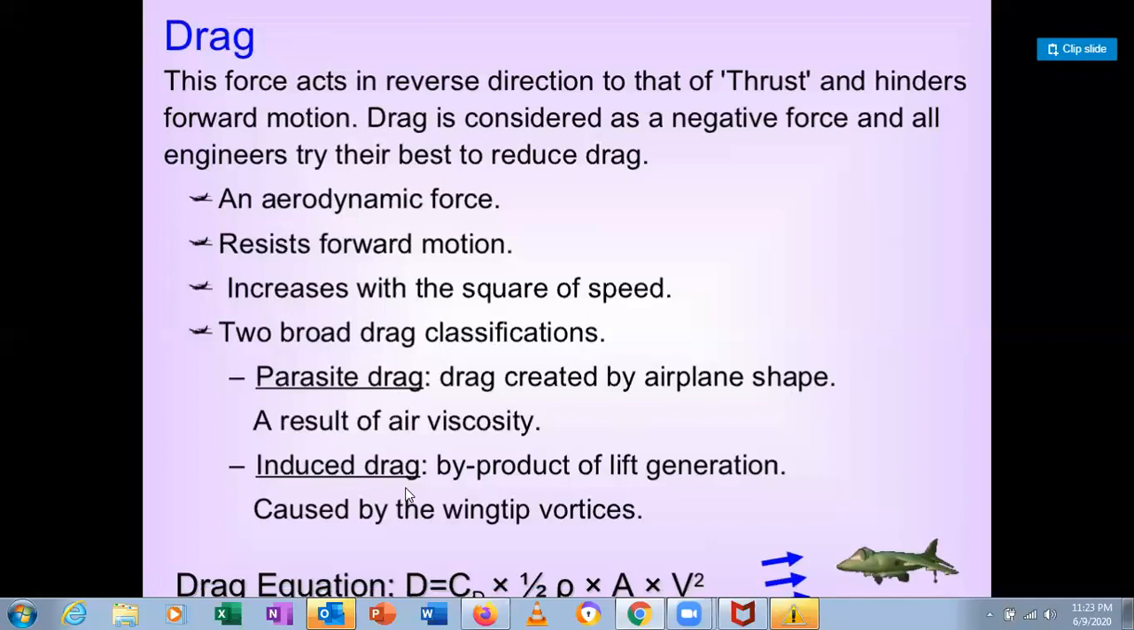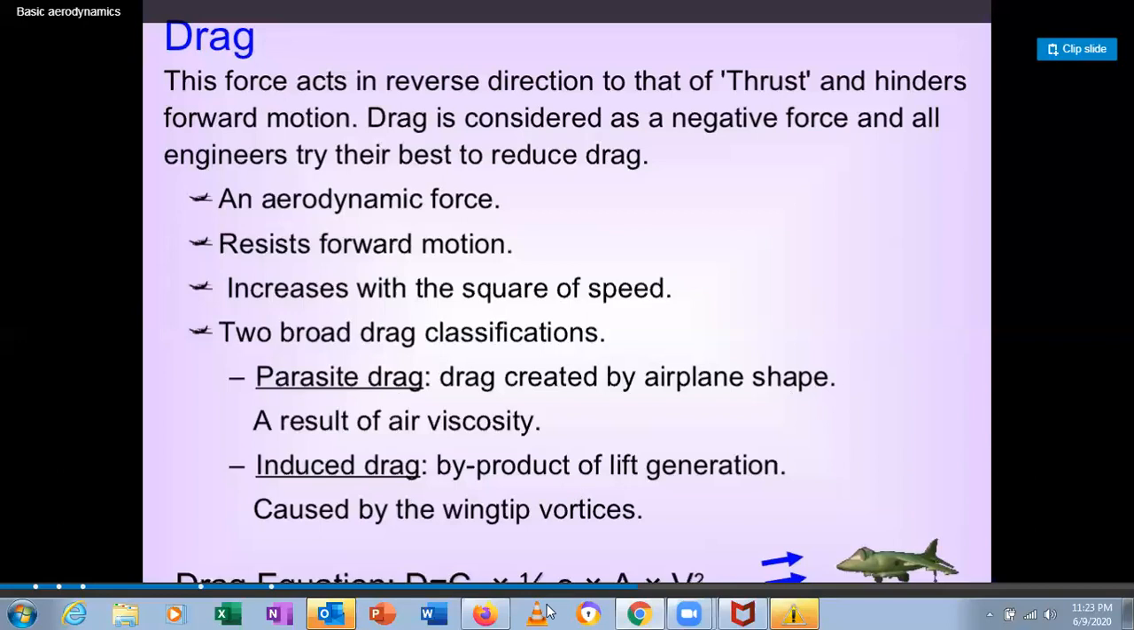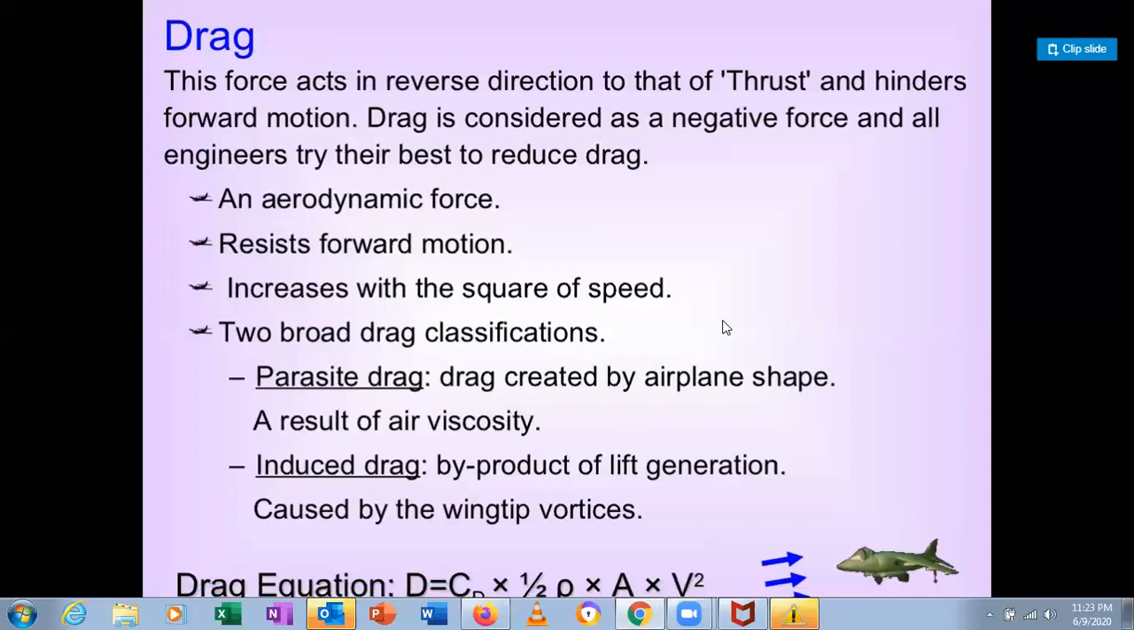A drag due to lift is called induced drag. And the parasite drag is nothing but zero lift drag. What is the equation of the drag? We have D equal to half rho V squared A into CD.